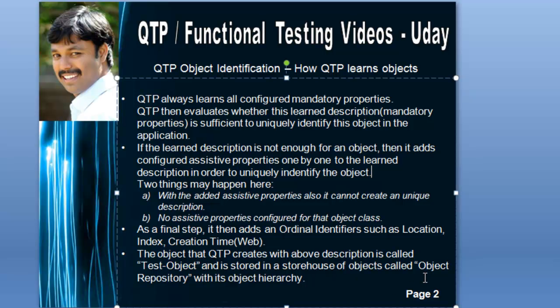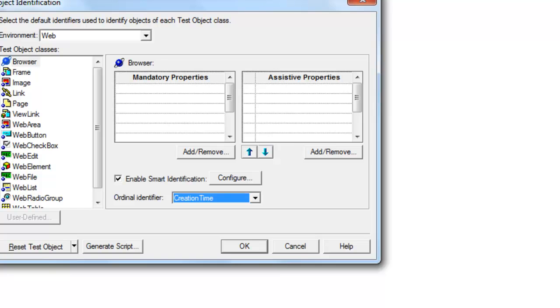Okay. Creation time is nothing but an index. Whenever you open a new QTP session, it will add a kind of index. It starts with 0, 1 like that. For the first instance, it will have a creation time of 0. For the second opened instance, it is of value 1, like that.